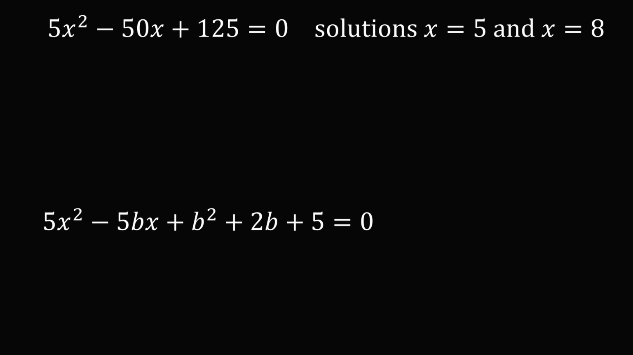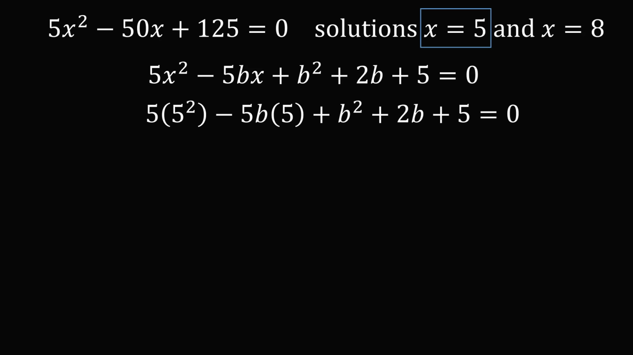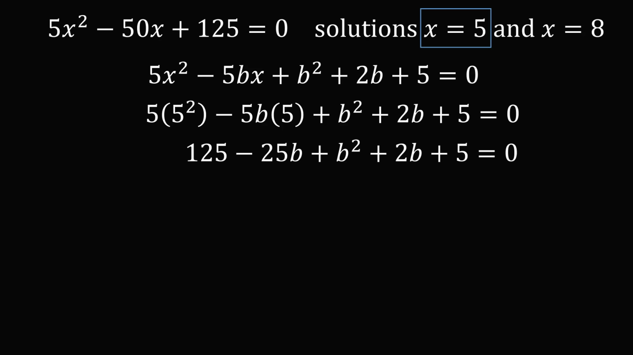Now what can we say about this equation? Well, the Martians have indicated that x is equal to 5 and x is equal to 8 are solutions. So we can substitute in one value. Let's substitute in x is equal to 5. We substitute and now we simplify, so we end up with a quadratic in b. This will simplify to the equation b squared minus 23b plus 130 is equal to 0.